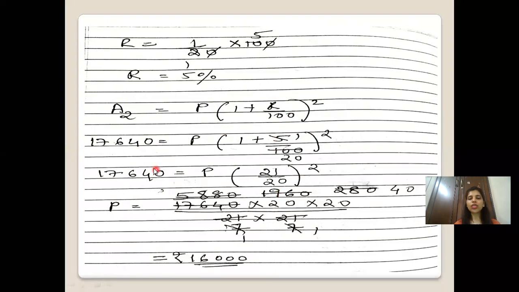Now take this to the other side. So you get 17640 into 20 into 20 upon 21 into 21. Now what you can do is, as you can see, 3 sevens are 21 and this number is divisible by 3. So 7 plus 1, 8. 8 plus 10, 18. So this number is divisible by 3. So here 3 fives are 15, 2 carry over. 3 eights are 24, 2 carry over, 3 eights are 24, 0.